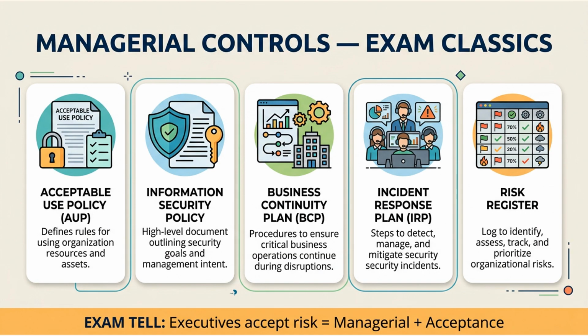Here are the classics they will test. Acceptable use policy that tells users they can't use company email for personal use. Information security policy that defines who can access what. Business continuity and disaster recovery plans. Incident response plan, the step-by-step playbook. The risk register, where you track all risks.